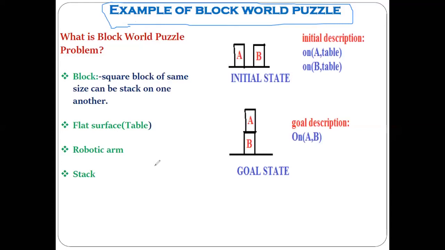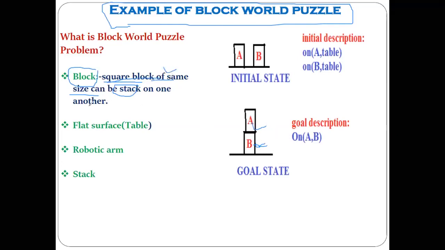First we understand what exactly this blocks world puzzle problem is. The meaning of the block is simply square blocks of the same size, which are put on one another, stacked on one another. Just like I have shown you, this is block A, on that there is another block, block B, and on this block another block, block A. Understood the meaning of the block?